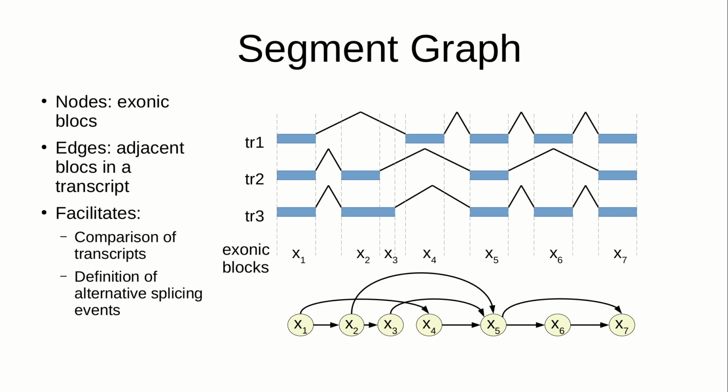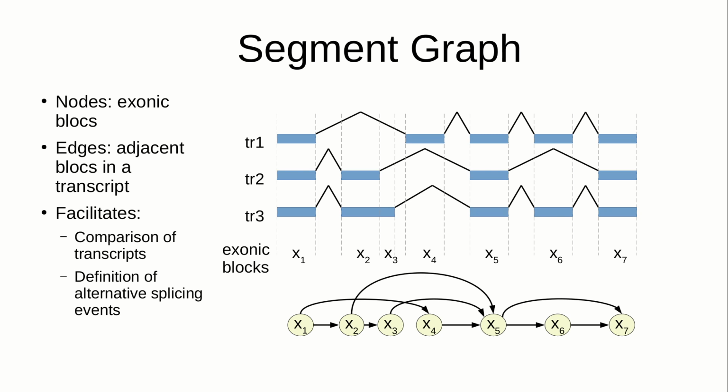Now, in this talk, I will focus mainly on the graph structure and how it facilitates the differential splicing. What I'm using is called a segment graph, where the nodes represent exonic blocks and the edges connect blocks that follow in a transcript. Edges can either be splice junctions or internal, within an exon, if there is an alternative splice site.